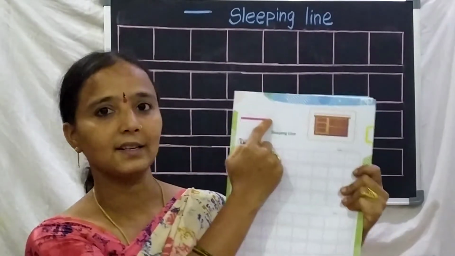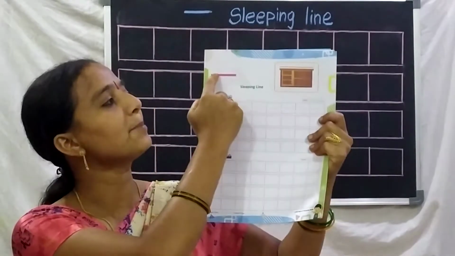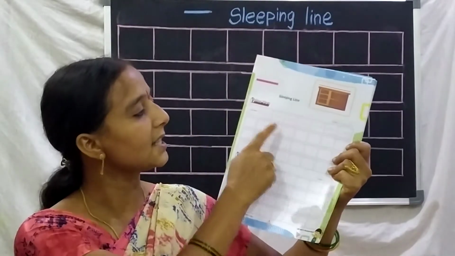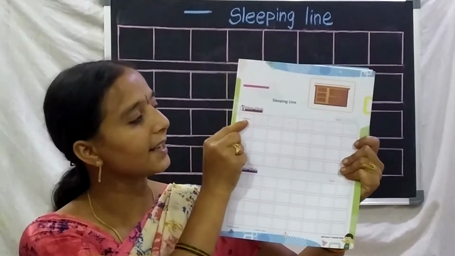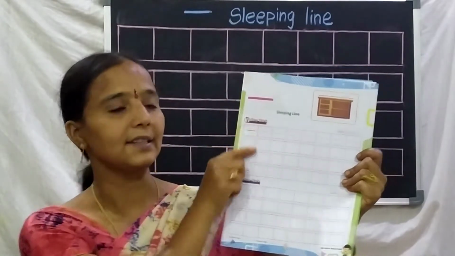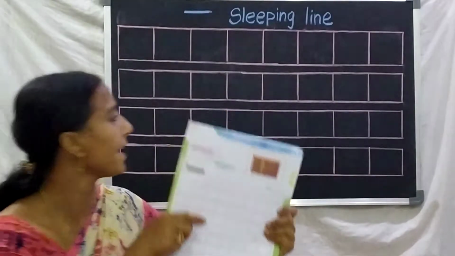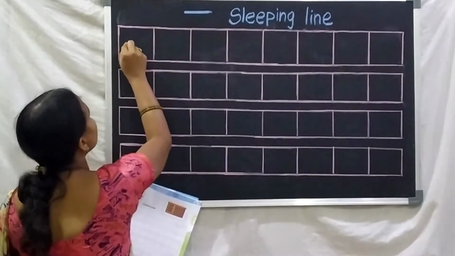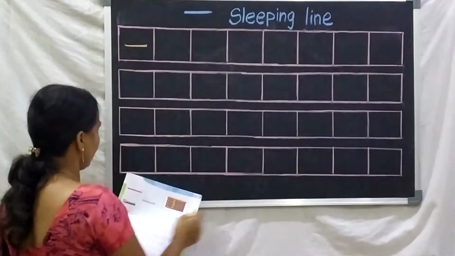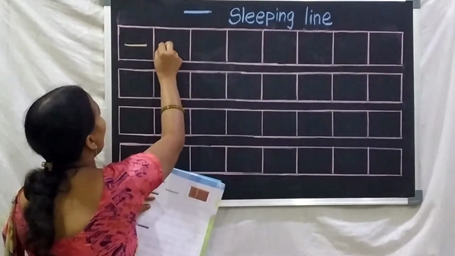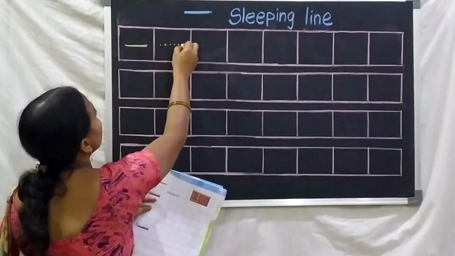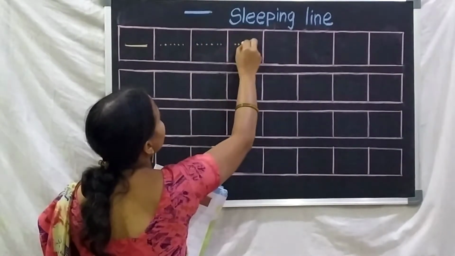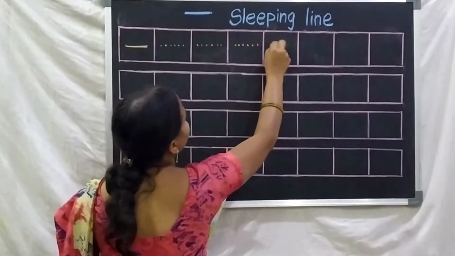Sleeping line. Practice, everybody. Sleeping line. See here. What are you seeing here, children? Sleeping line. In the box, the same page I have drawn on the board. See here what they gave here. Sleeping line. Afterwards, we are seeing here all dots. In every box, they gave dots like a sleeping line.